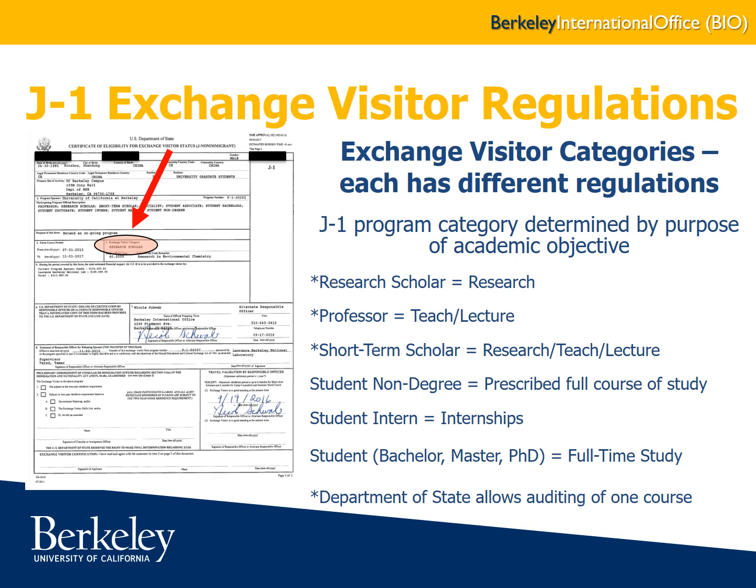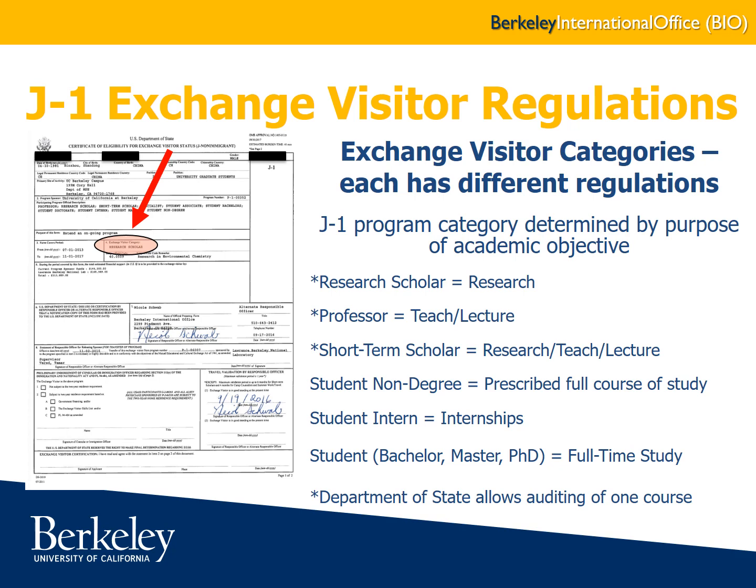For example, the Research Scholar category means that you are doing research primarily, but you may also teach. The Professor category is for those who will be primarily teaching or lecturing, but may also conduct research. The Short-Term Scholar category is for research, teaching, or lecturing for only up to 6 months total. The Student Non-Degree category is for a prescribed full course of study, and the Student Intern category is for a research internship on campus. It is important to remember that each individual category comes with its own rules and restrictions.